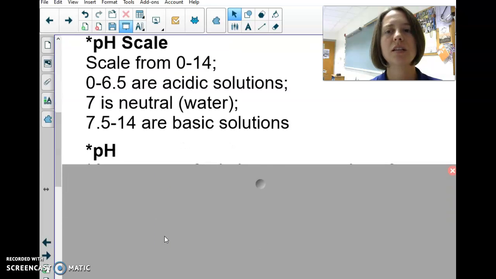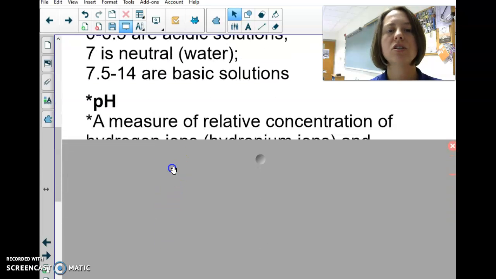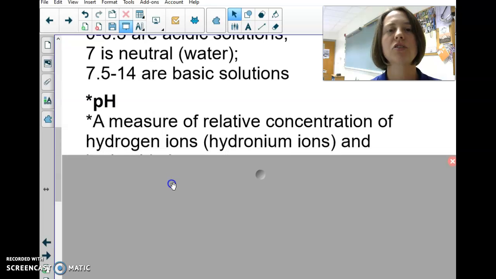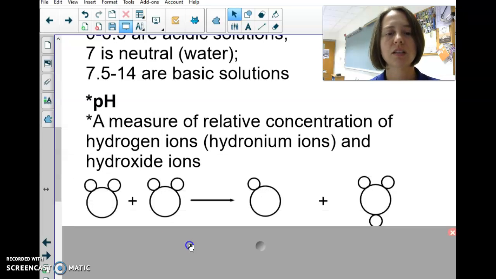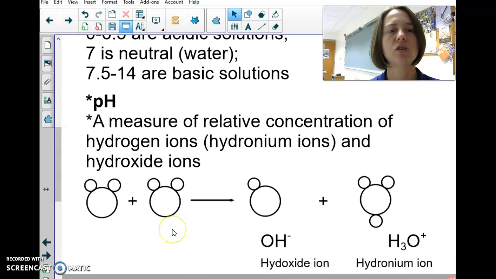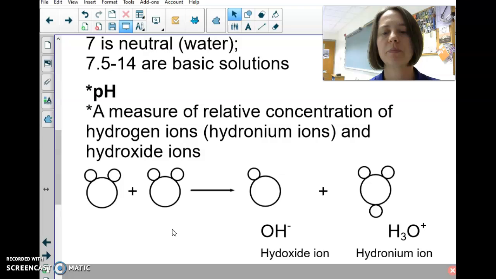So what is pH? pH is a measure of relative concentration of hydrogen ions, or more technically hydronium ions and hydroxide ions. So what does that mean? Let's take a look at a picture, and I do want you to make this picture in your notes, please. Before we get into all the technical jargon, pH is a measure of how acidic or basic something is. On its most basic, most general level, it's just a measure of how acidic or basic things are.